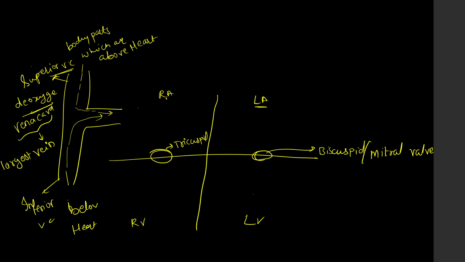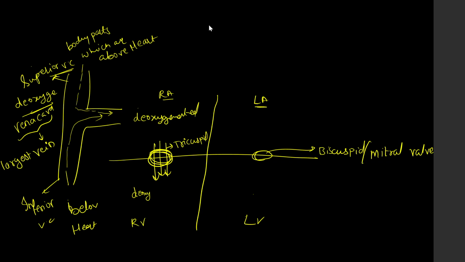Now this right atrium is completely filled with deoxygenated blood. Now the atrium contracts. Due to the contraction, pressure generates, and due to the pressure, this tricuspid valve opens. Now the blood flows from the right atrium to the right ventricle. Now this right ventricle is completely filled with deoxygenated blood.